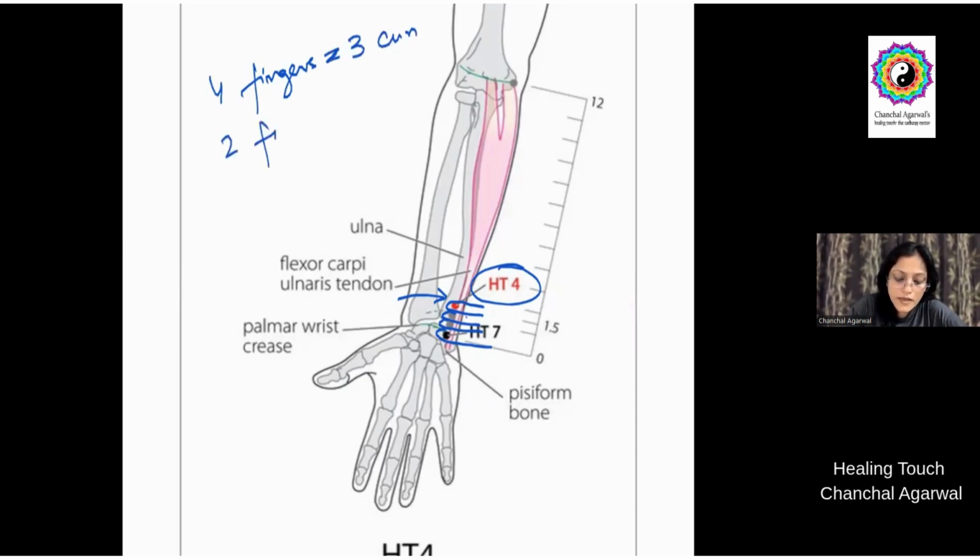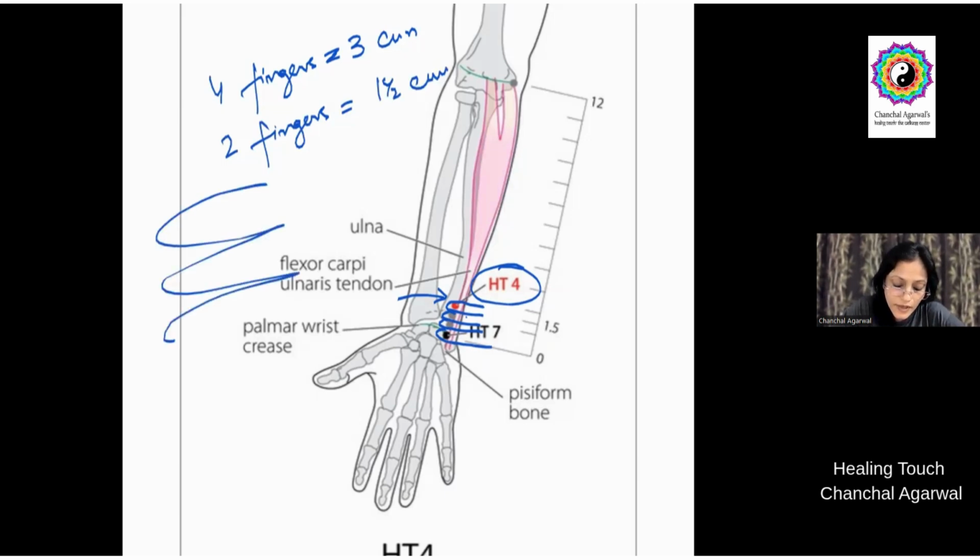So 2 fingers is equal to 1.5 kun. But when we are placing 2 fingers to measure kun, then your finger's middle joint is what you are considering, right? But when I am asking you to place 4 fingers, you are just touching the tip. You are not touching the middle joint, the pitta joint. Is this clear to everyone? There is a difference between the thickness of the tip of the finger and the middle joint. Middle joint, see, is much thicker in comparison to the tip of the finger.